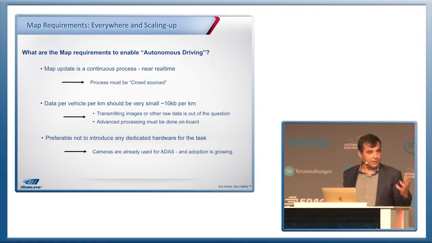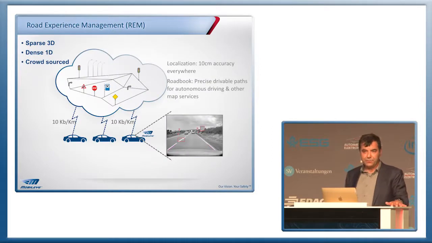The update should be done continuously. Okay? So if the update is done continuously, it has to be crowdsourced. I don't see any other way of doing continuous update without crowdsourcing. If it's crowdsourced, then the data per vehicle per kilometer should be very, very small. We are talking, as I'll show you, about 10 kilobytes per kilometer, so that we can send it through existing communication infrastructure like 3G, LTE.